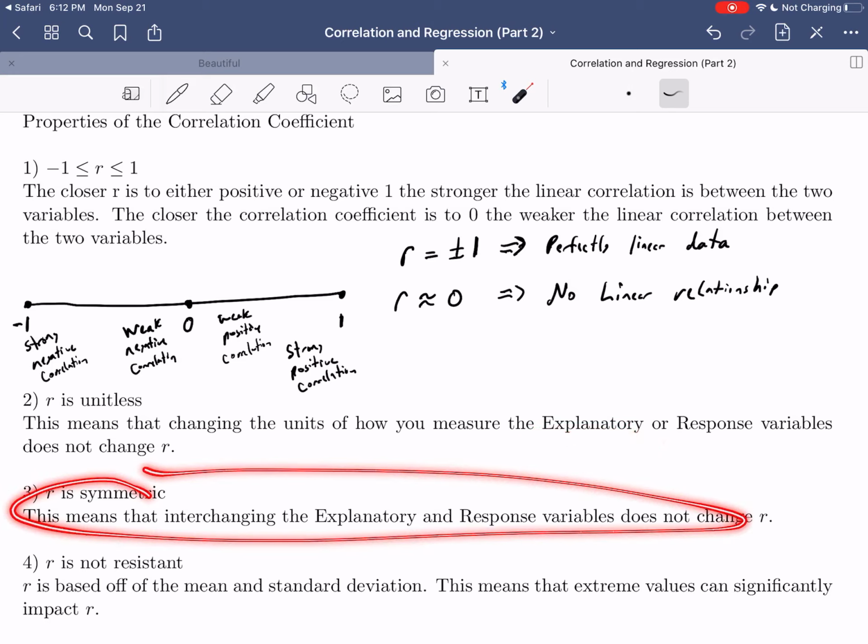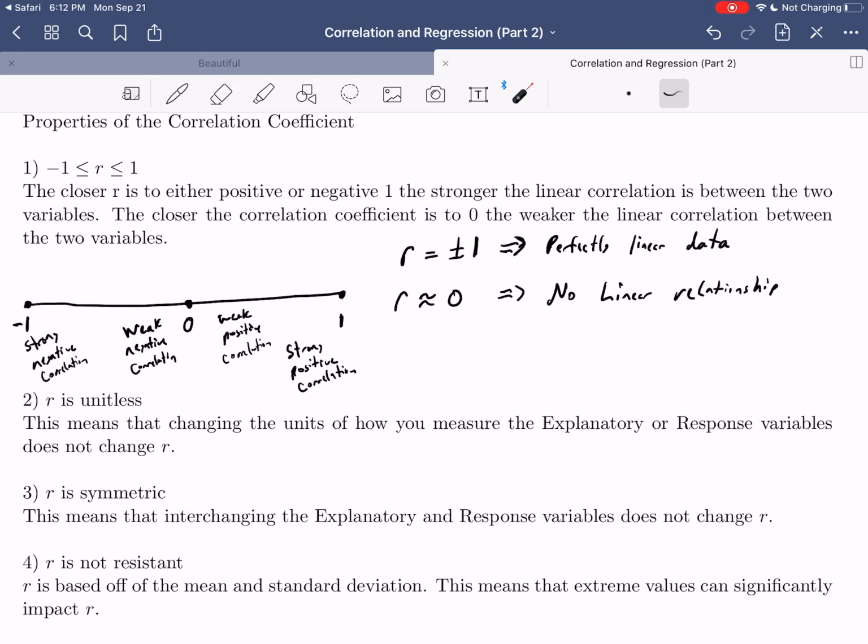Fact 3 is actually a pretty shocking one. R is symmetric. What this means is that if you were to accidentally interchange the explanatory and response, so you accidentally identify the explanatory as the response and the response as the explanatory, this does not change R. Now you might say to yourself, then why did we make such a big deal about correctly identifying explanatory and response? Two reasons. One is fundamentally to understand a relationship, we need to know which one is explanatory and which one is response. Even though R might not change values, the way we understand the relationship would change based on which is explanatory and which is response.